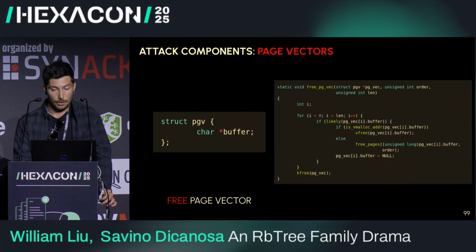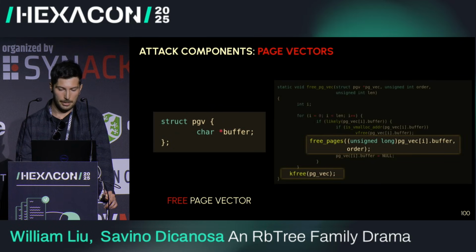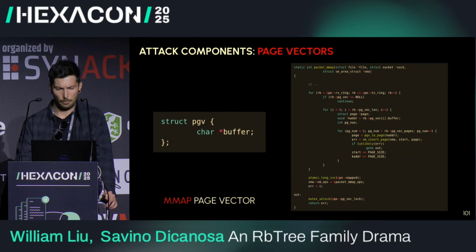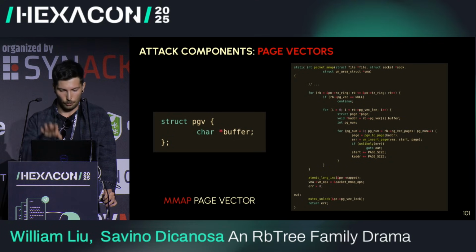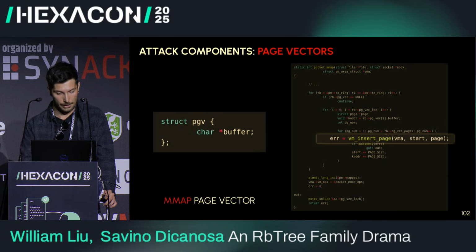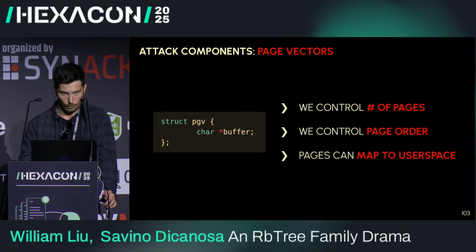So when a packet socket is closed, this function is called. As you can see, it frees each page, and then it releases the vector itself. And finally, we have packet_mmap. And as you can see here, it just iterates through the page vector and maps each page to user space using vm_insert_page. This function is very important. So just a quick recap: we control the number of pages in the vector, we control the page order, and we can map all the pages to user space.